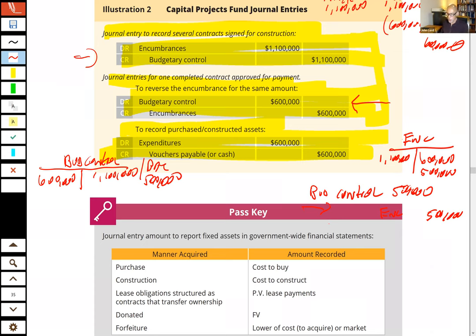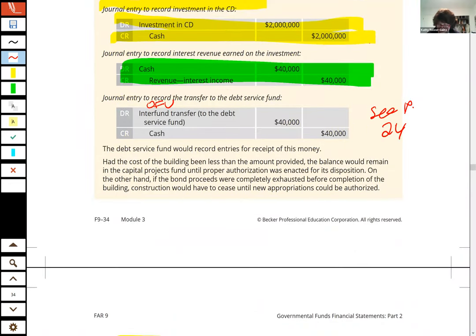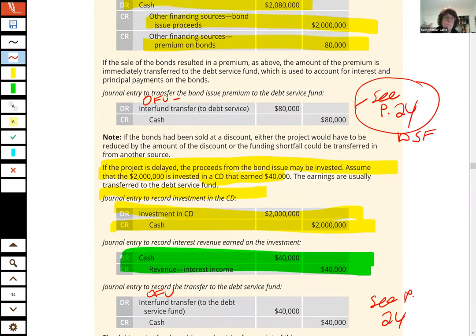So there are holding accounts. Encumbrance is increased by a debit. Budgetary control is increased by a credit. Vice versa, budgetary control is decreased by a debit, and encumbrance is decreased by a credit. And I think it's more important that you understand the process as you're going through and spending the money out, and how it's achieving the budgetary control through this process. Yeah, that was helpful. Thank you.